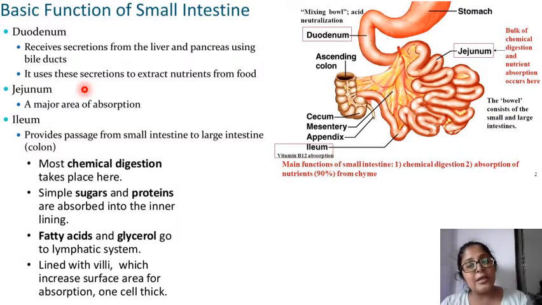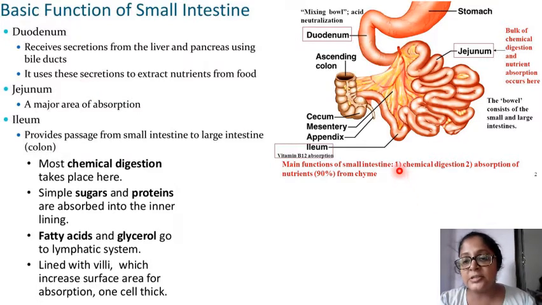As I've mentioned, there is a structure of villi present over here, and it helps in the absorption of the food materials, and the unabsorbed food materials move down. So the main functions are chemical digestion and absorption of 90% of nutrients from the chyme. It also helps in vitamin B12 absorption, and as I've shown over here, the bulk of chemical digestion takes place in the duodenum and the jejunum, and the jejunum also helps in absorption of the nutrients.